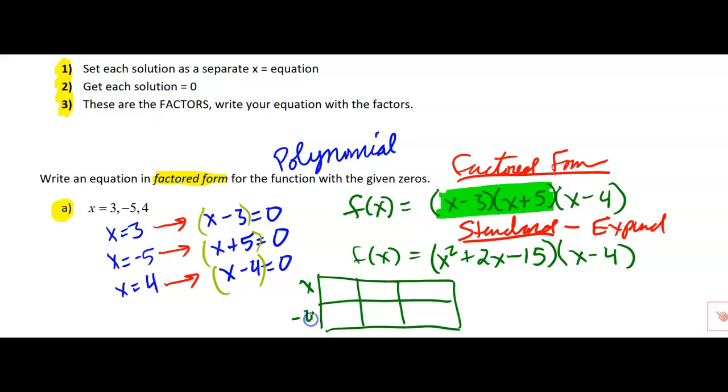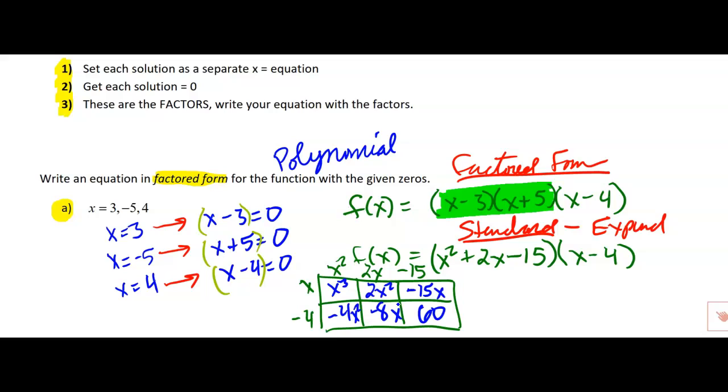So x minus 4 is one of my factors, x squared, 2x minus 15. Essentially, I need a space for each quantity. Then you just multiply. So x times x squared, x times 2x, x times negative 15. X to the third, 2x squared, negative 15x. Next row, negative 4 times x squared, negative 4 times 2x, negative 4 times negative 15. Negative 4x squared, negative 8x, and 60.